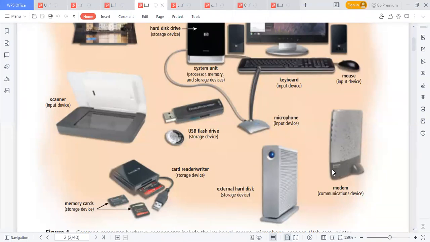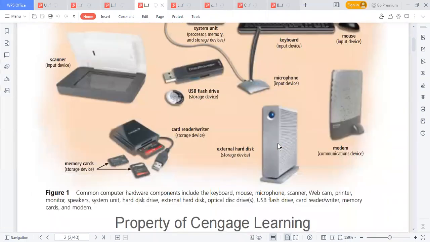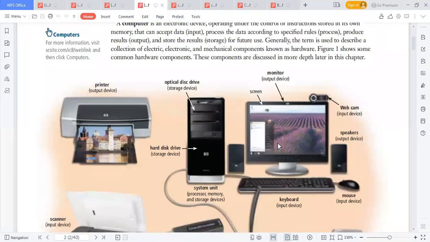And this is the modem, a communication device. We have to use this modem to communicate with others. That means for internet purposes, we have to use this modem. So all these devices here, all are what? Hardware. All are hardware.